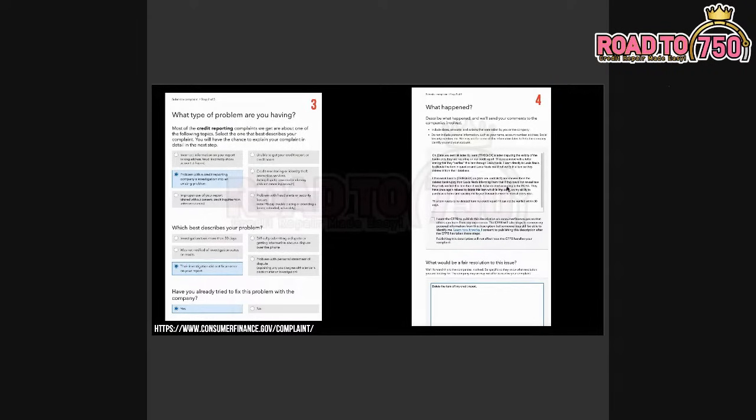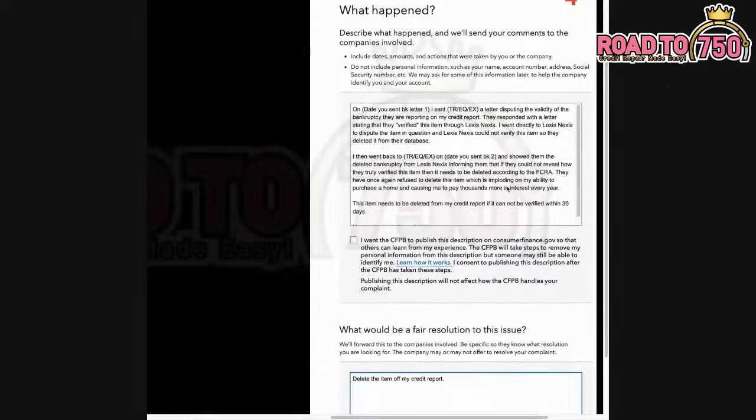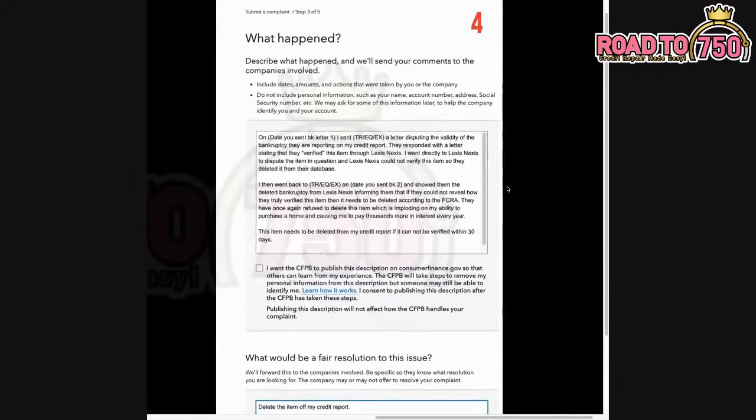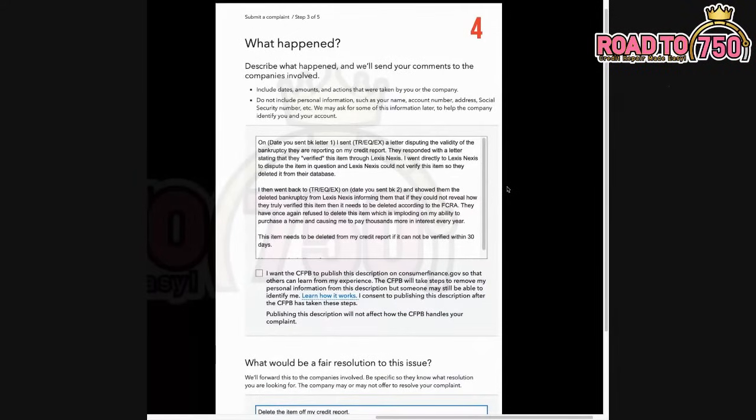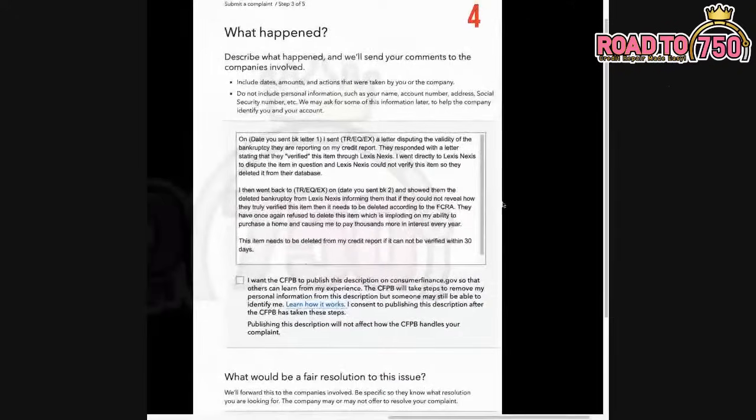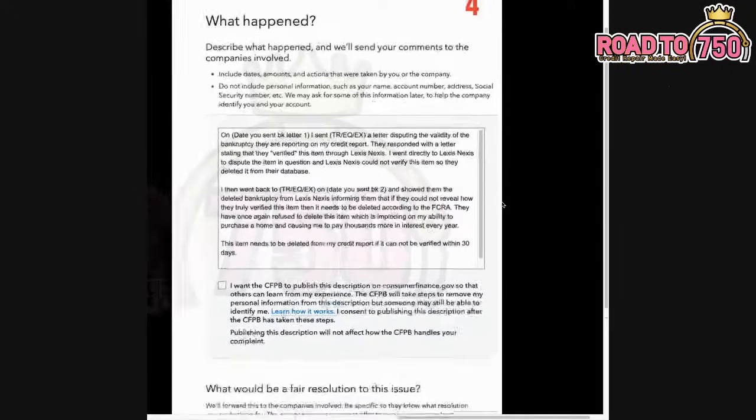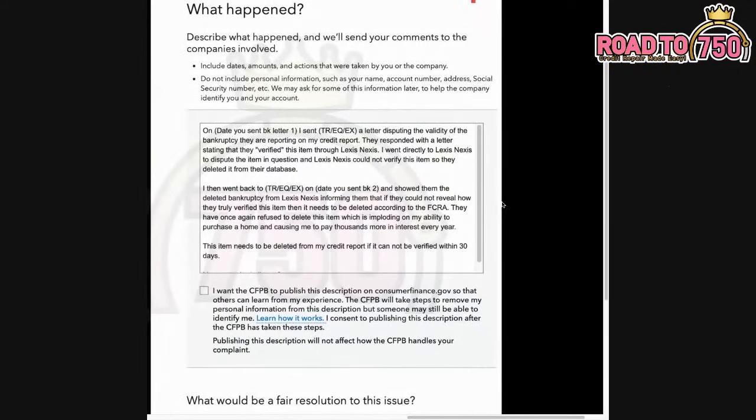It's blurry. Can you see it? Is this better? I didn't know I could zoom in like that. I zoomed in on step 4.